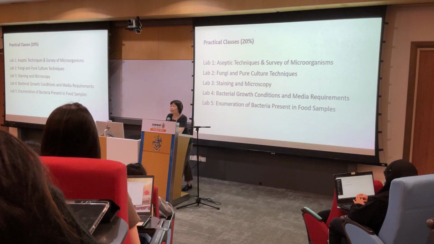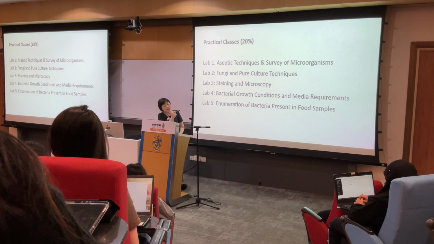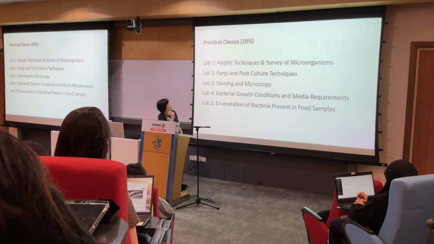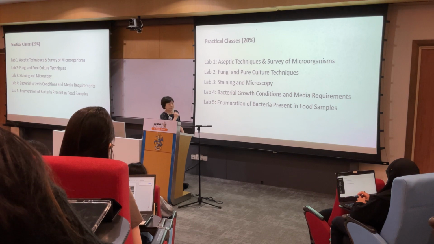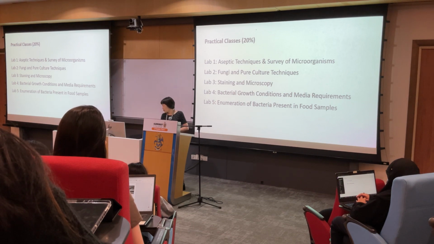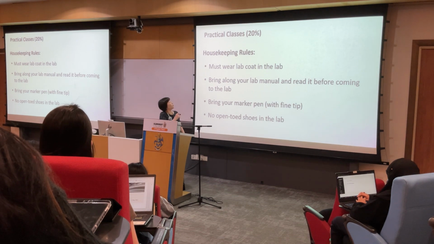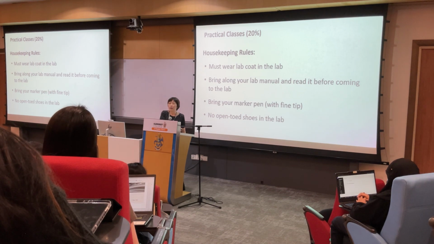Practical class. We have 5 practical classes, so these are the 1 to 5. You have the timetable already on your teaching plan. What are you going to do with the practical class? You need to follow the rule: must have a lab coat. I think quite many of you do not have a lab coat. Try to get one for yourself because you're going to wear it for the next 3 years.